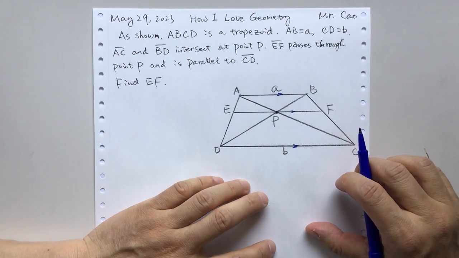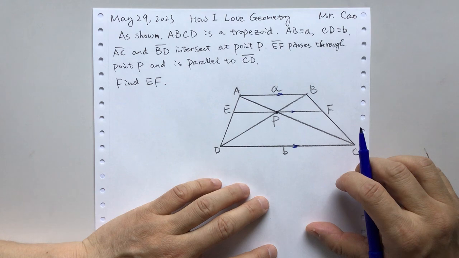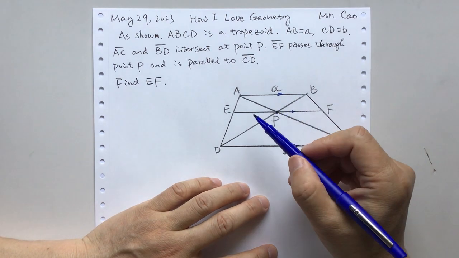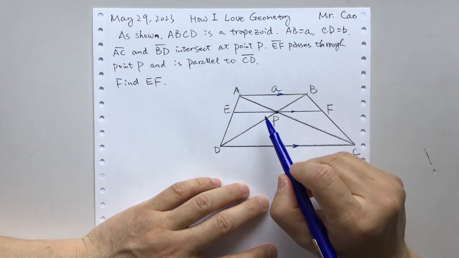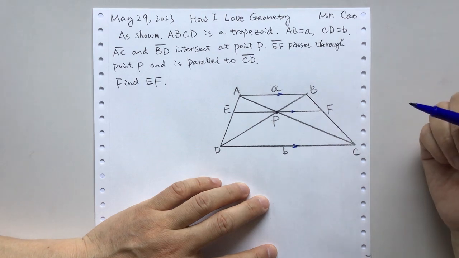For this problem, I intuitively write down the answer. Why? You did nothing. How can you directly write the answer? Because for me, I view EF as a changing variable.